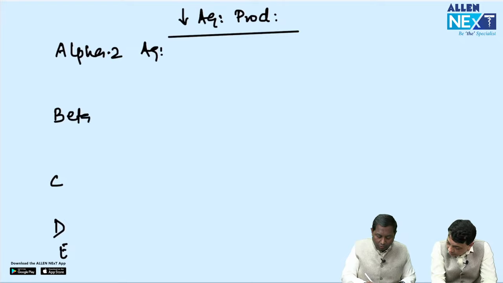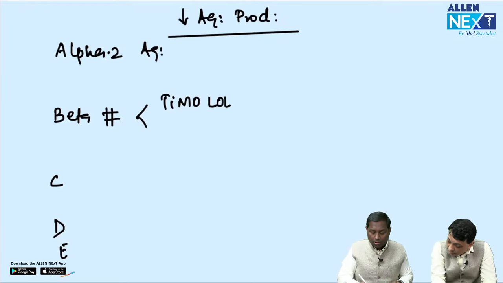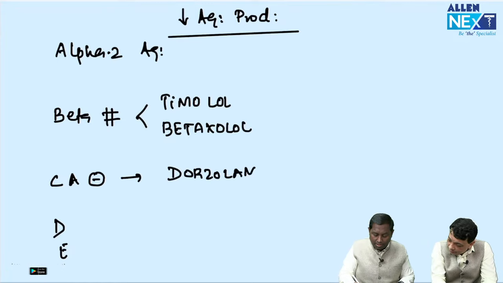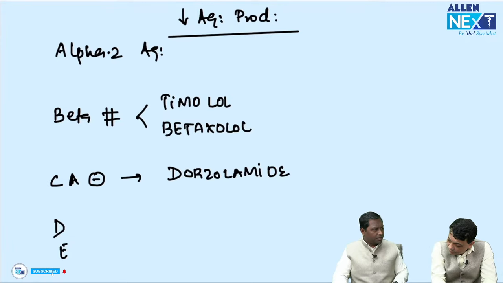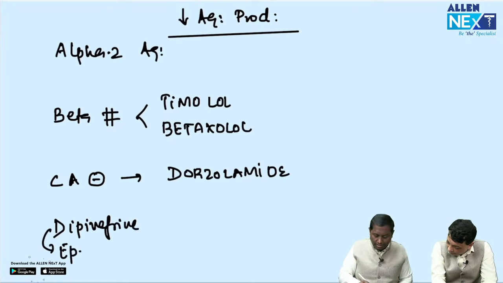We have beta blockers, and under beta blockers I think we have a couple of them. An important one is timolol. It is not preferred if there is bronchial asthma, which was asked twice already in the past with AIIMS. Betaxolol is a cardioselective one, and it is preferred if there is a history of bronchial asthma. C stands for carbonic anhydrase inhibitors. We have drugs like dorzolamide, which is highly preferred in a pediatric patient. Then we have dipivefrine, which is a prodrug of epinephrine.